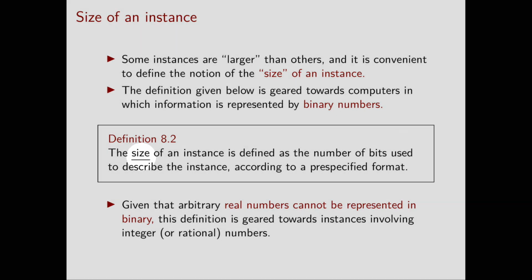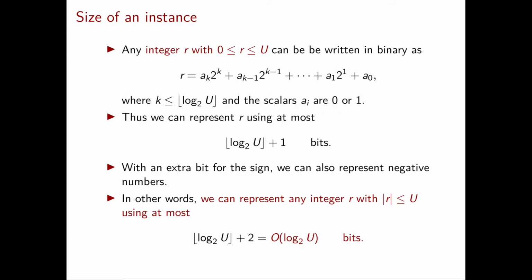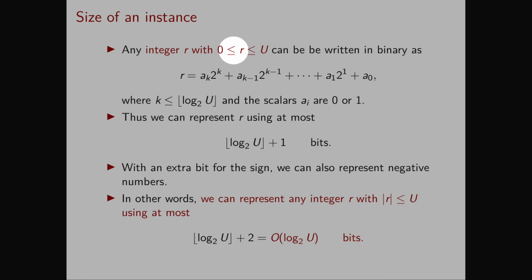Formally, the size of an instance is defined as the number of bits used to describe the instance according to a pre-specified format. In particular, for a linear programming problem in standard form, the size of an instance is the number of bits that you need to write down the matrix A, the vector B, and the vector C. In order to understand the size a little bit better, let's see the size of an integer r between 0 and a given upper bound u.